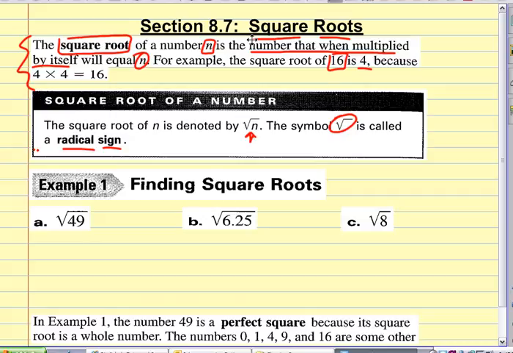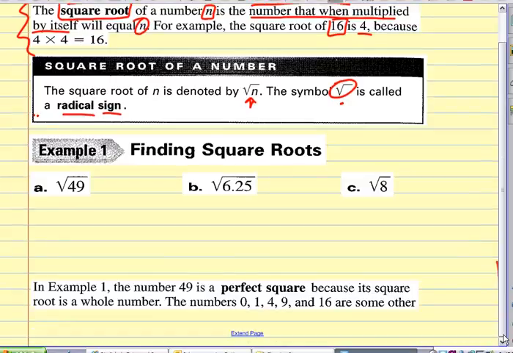Okay? So, you need to know what this is. I may ask you on a test, what is the symbol meaning square root? And you would draw that for me, or draw the symbol, or whatever. Okay? Make sure you know what that is and what it's called. All right? Now, example number 1 says finding square roots.